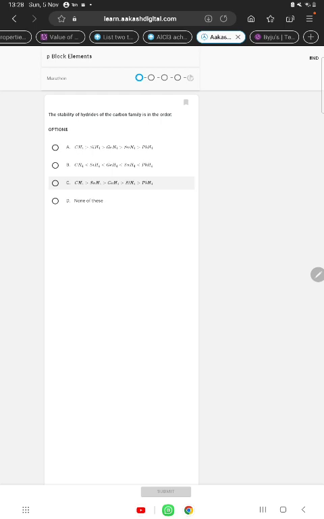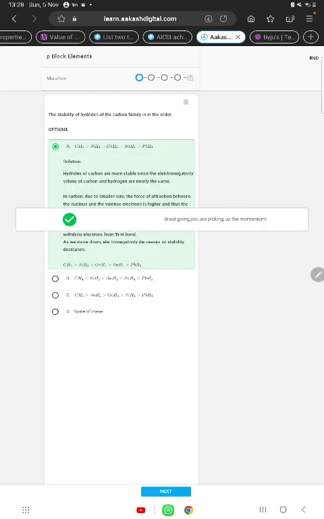The stability of hydrides in the carbon family is in the order. Which order will be correct, students? Stability of hydride. If you are moving down the group, +4 oxidation state decreases, so Pb will be least stable. Carbon, silicon, germanium, Sn, Pb. Option A is correct, students. By good luck, it is correct.